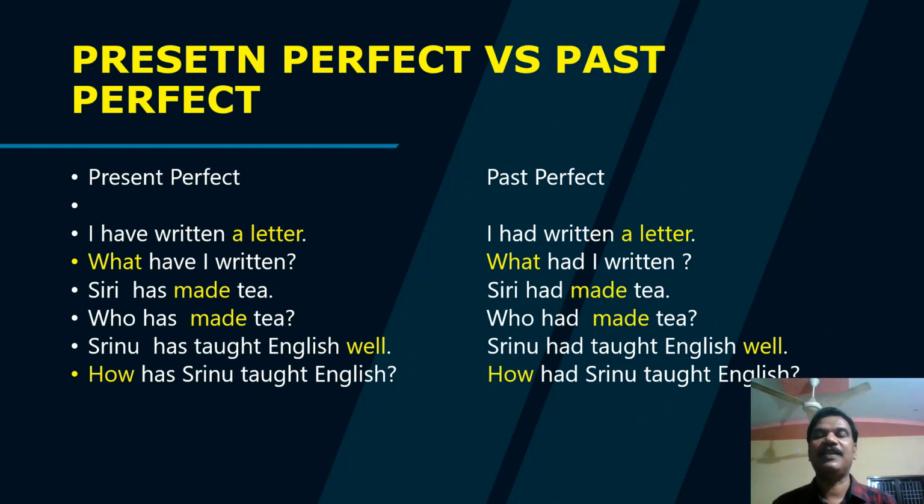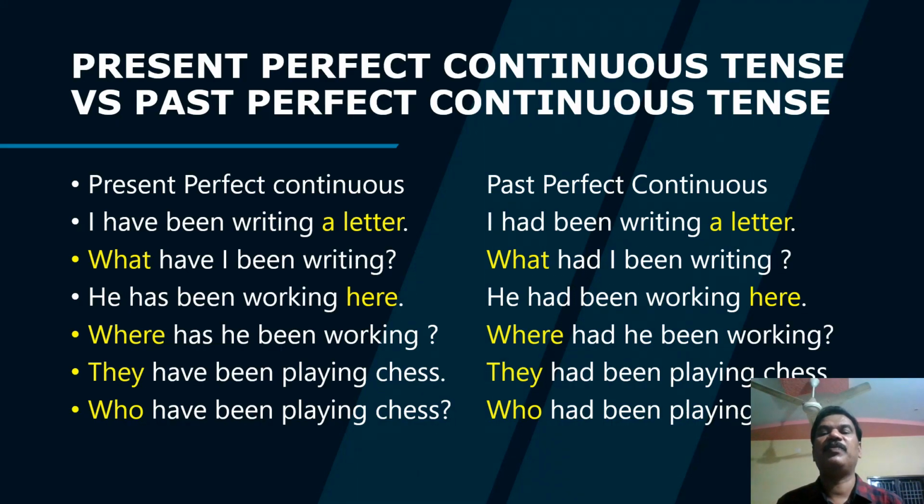Observe carefully past perfect. I had written a letter. A letter is an object. So what? I had prepared, vice versa, written. So had I written? What had I written? Siri had made tea. Who had made tea? Srinu had taught English well. How had Srinu taught English well? Observe carefully. In past tense we use for all subjects only had. In present tense we use have, has. And most of the time I'm telling you, half of the answer is the question, half of the question is the answer.